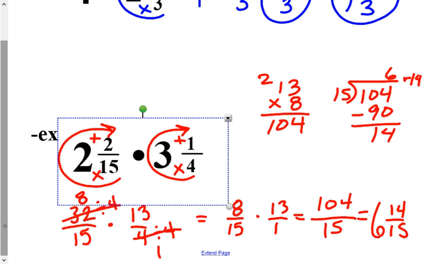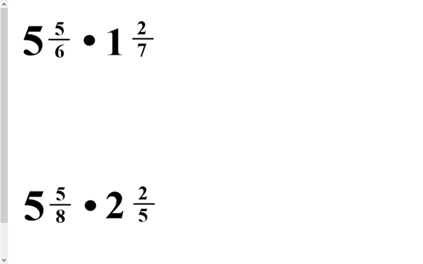All right, now those are all the examples that you have in your term notebook, but I'm going to do a couple more in case you want to write these down. It'll give you another look at that cross simplifying. So 5 5/6 times 1 2/7. If I make those both improper fractions, I am going to get 35/6 times 9/7. And if I look to cross simplify, 35 and 7 can both be divided by 7.